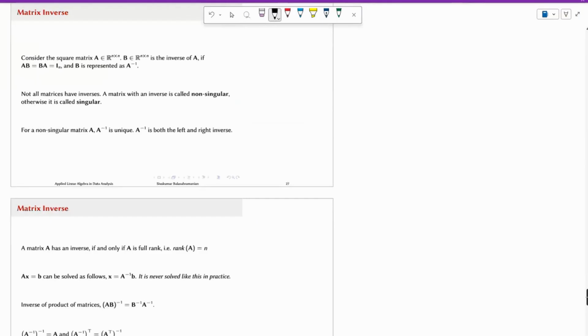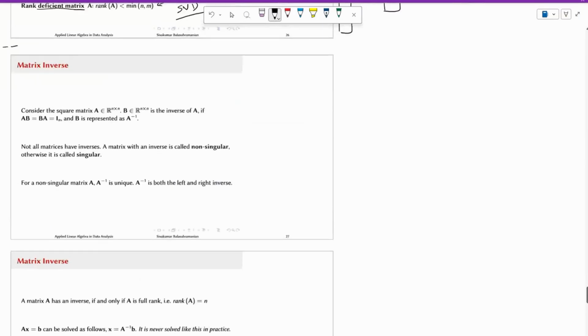Okay. Now we come to another important topic called the matrix inverse.